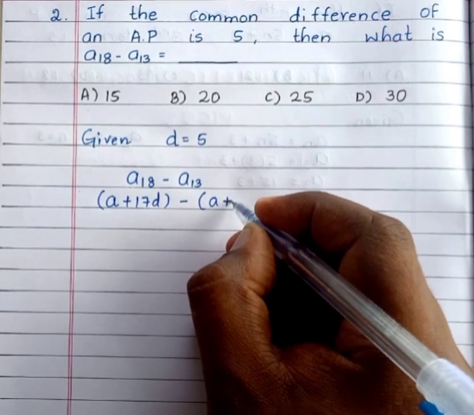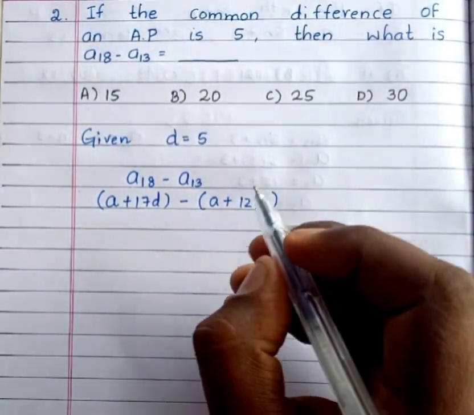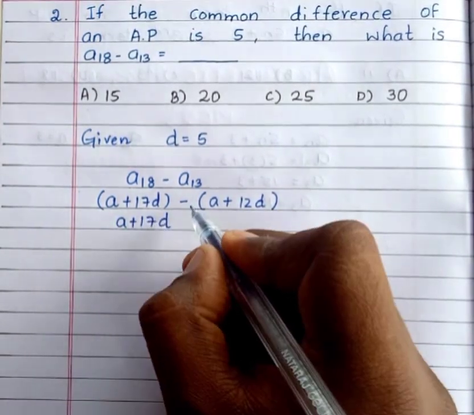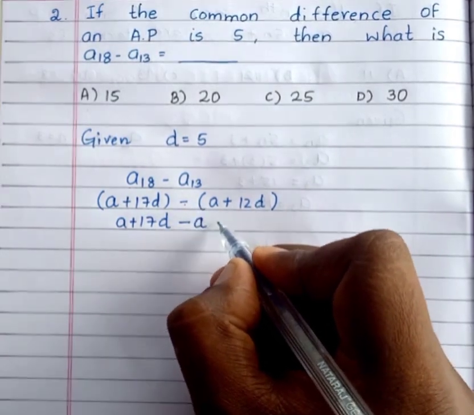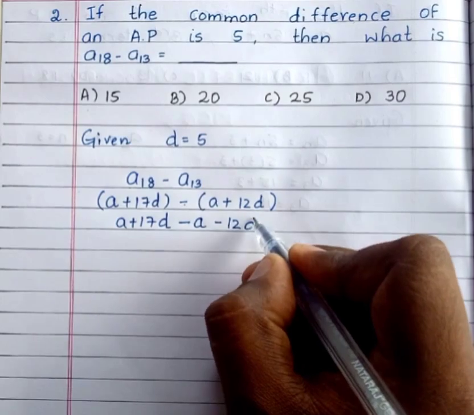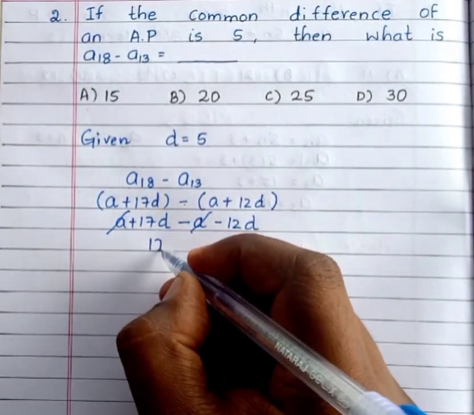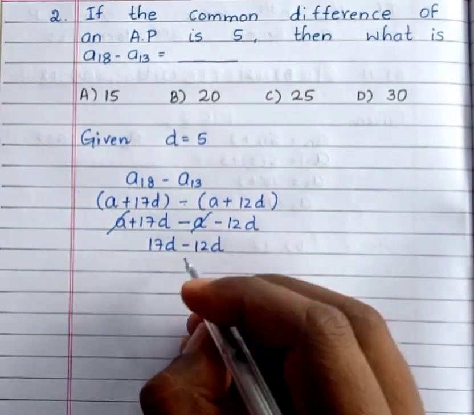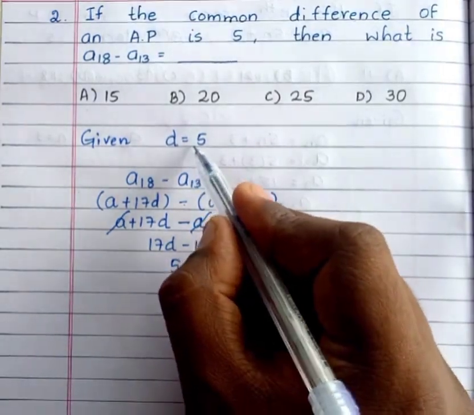In the same way, what is A13? A plus 12D. Now, simplify A plus 17D. Now, plus into minus, minus A. The same way, minus into plus is minus 12D. Now, plus A minus A will cancel out. The remaining terms are 17D minus 12D. 17D minus 12D, we get 5D.